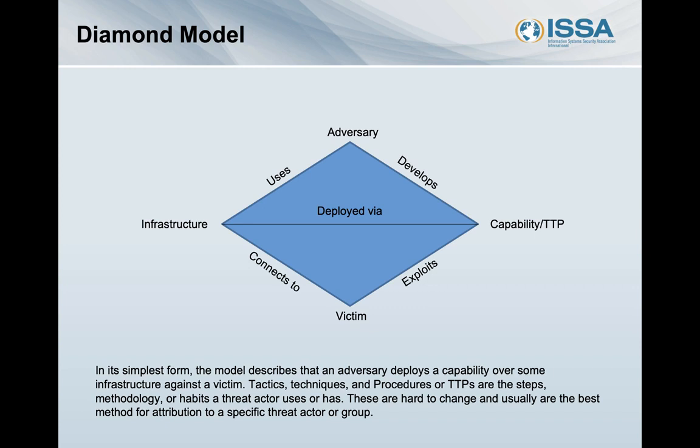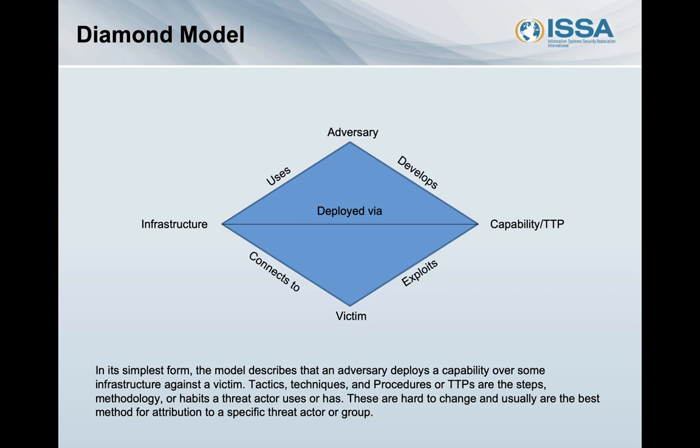So as you can see in the diamond model, you're going to have infrastructure, you're going to have capability or a TTP, and TTPs are tactics, techniques, and procedures. So it's what a bad guy does on a daily basis to try to attack his victims. You're going to have an adversary and you're going to have a victim. And you can see how they all intersect. So adversary uses infrastructure, the infrastructure connects to a victim, the capability exploits the victim, vice versa.